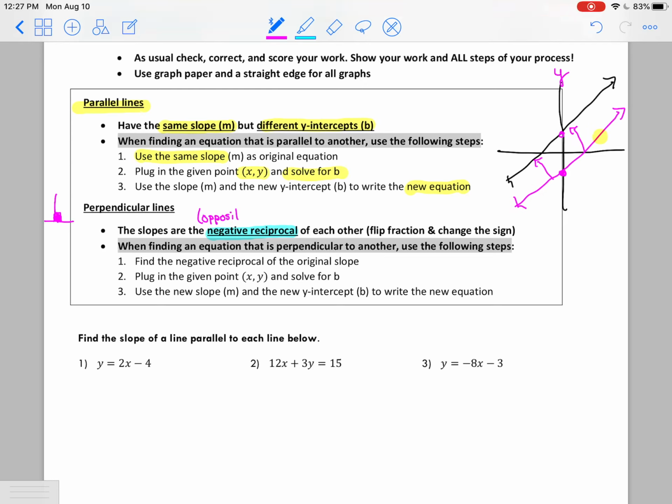because sometimes when it says negative, it makes students think that it's always a negative value, but it's really the opposite sign. That's kind of what that means: opposite sign, and then reciprocal. Reciprocal just means the flip of the fraction. So we flip the fraction, change the sign. We actually look at the original slope, and we're going to take the opposite reciprocal or negative reciprocal of that original slope. They're also going to give us a point on that new line, so we're going to just plug that in and solve for b.